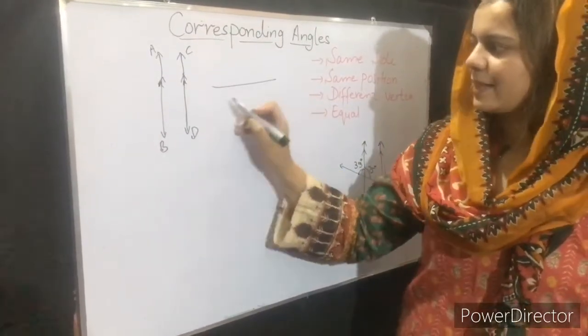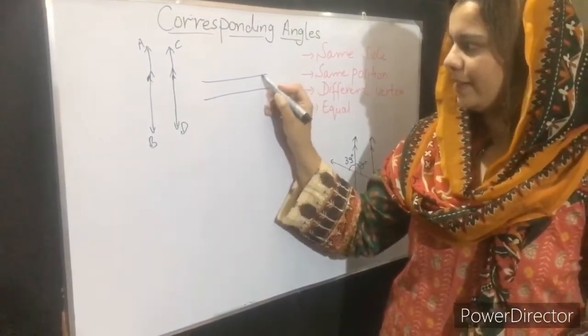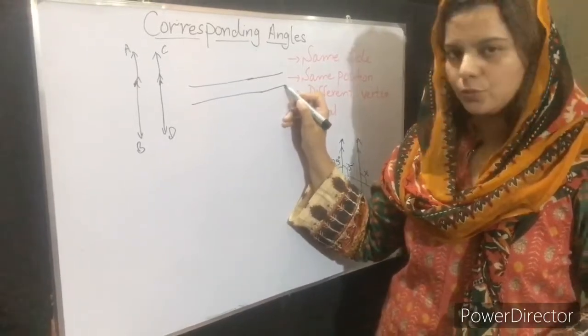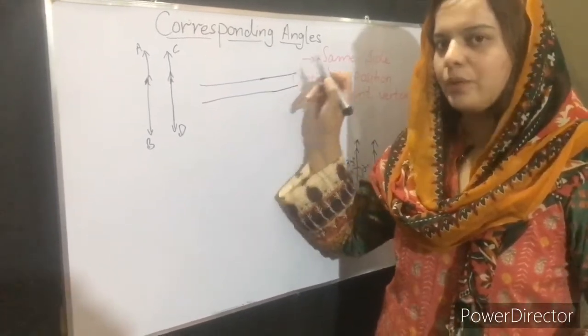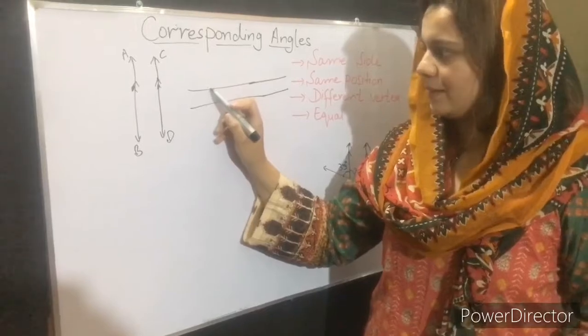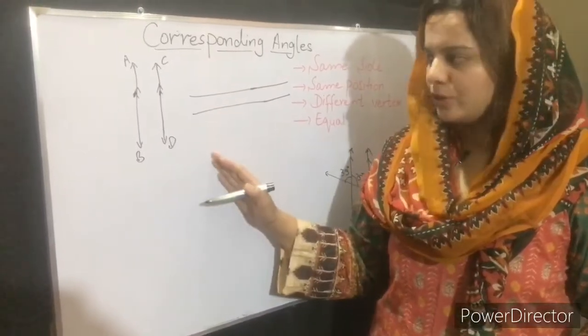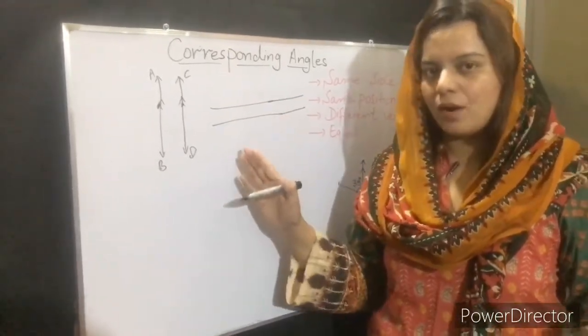And parallel lines can be in any direction and can extend as long as you want. They will never ever meet each other. These are parallel and can be in any direction. There are so many examples all around.